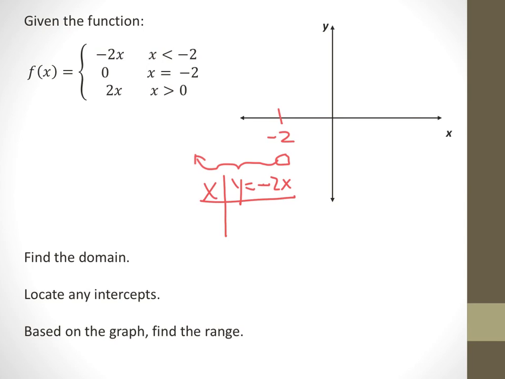And then let's look at the next one. When x is negative 2, y is 0. So we get a point for that. When x is negative 2, y is 0. And then for the last one, when x is greater than 0, we get this function.